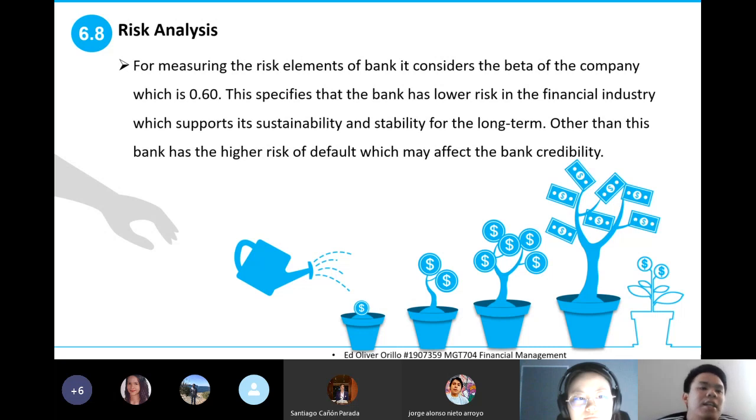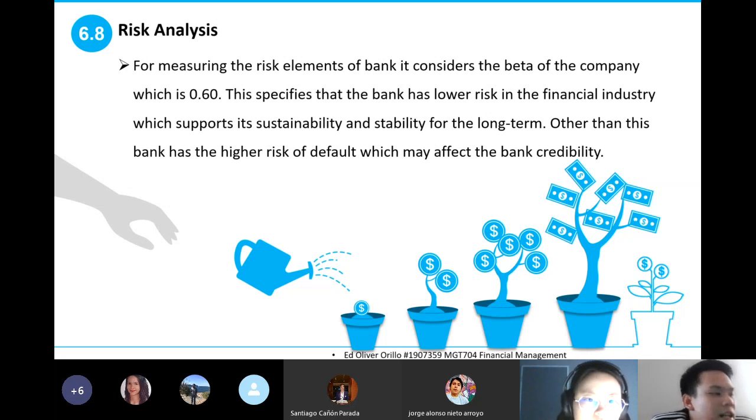Next is the risk analysis. For measuring the risk of our company, the element of the bank we considered is the beta of the company, which is 0.60. I got that number from the balance sheet, which my other group mates will tackle next with me. It is specifically in the stock from the equity section.